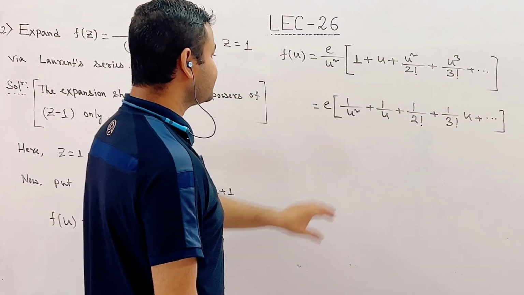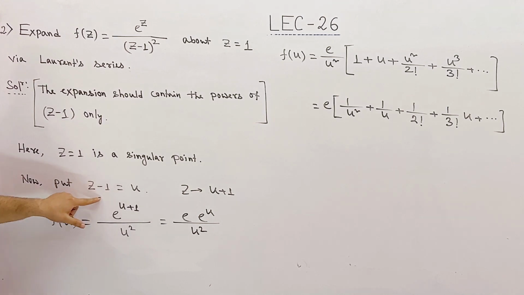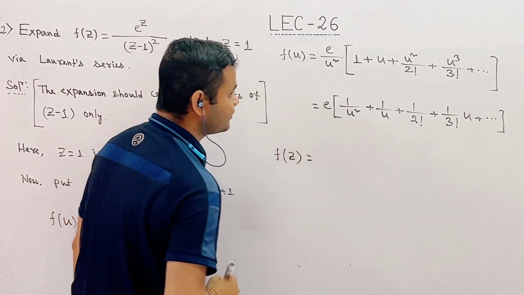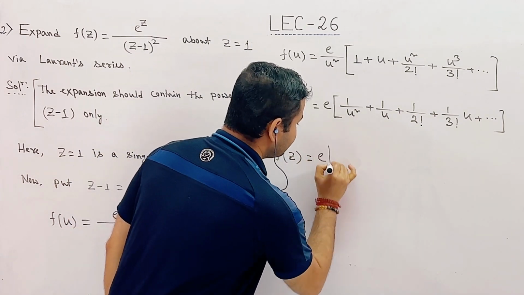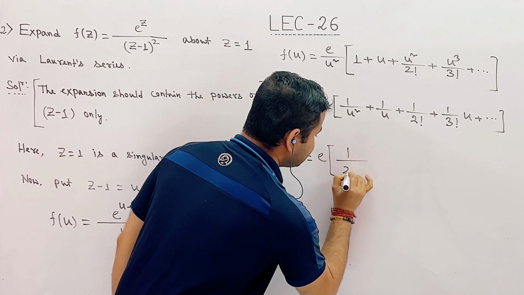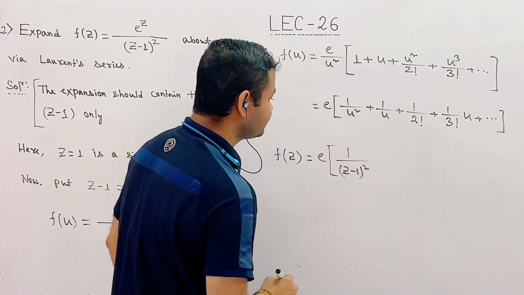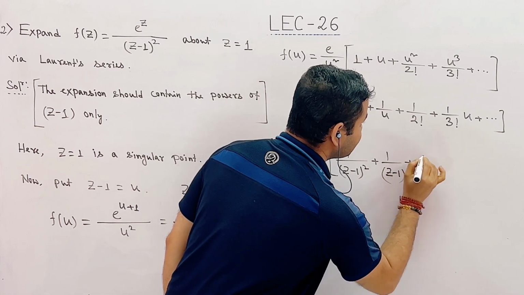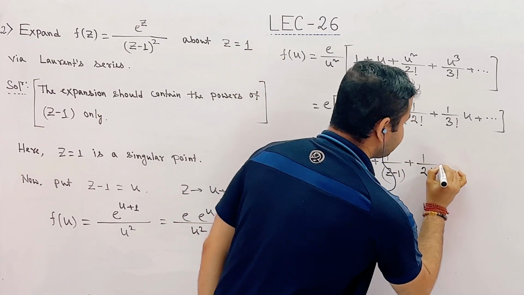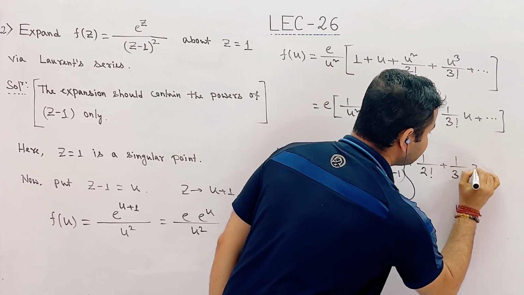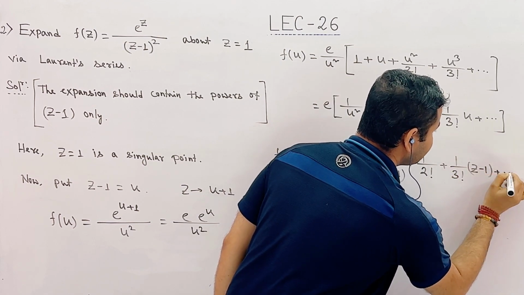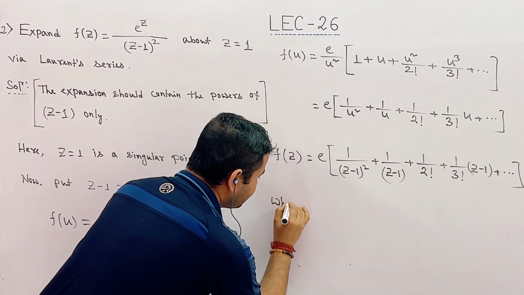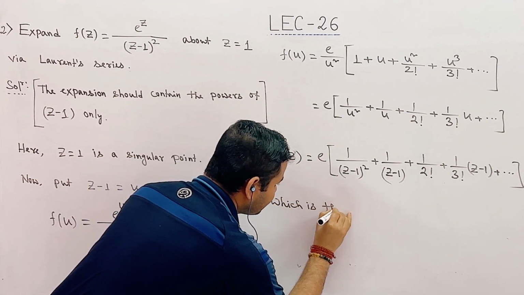Finally, let us replace u by z minus 1. So finally, we will get f of z is equal to e into 1 by z minus 1 whole square plus 1 by z minus 1 plus 1 by 2 factorial plus 1 by 3 factorial into z minus 1 plus dot dot dot, which is the required expansion.